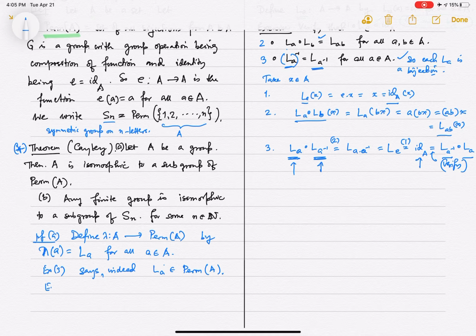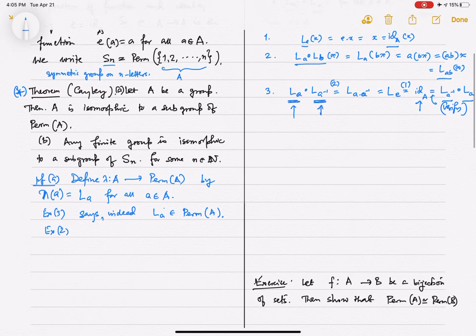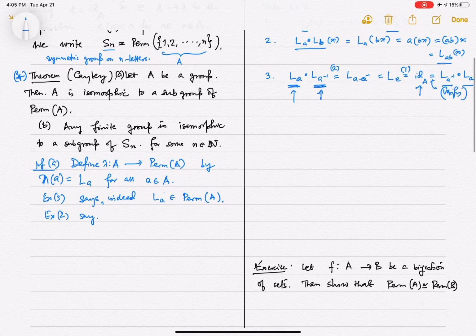And then 2 says what? Says that lambda is a homomorphism. That lambda of ab is L sub ab, but that's by 2 L sub a circle L sub b, but that's lambda a circle lambda b. So lambda of ab is lambda a times lambda of b. This times is the multiplication in the group A, and this dot is the little circle, which is the multiplication in perm A. But this says lambda is a group homomorphism.